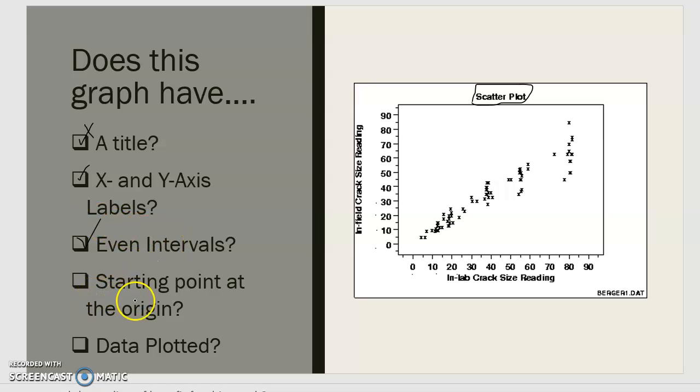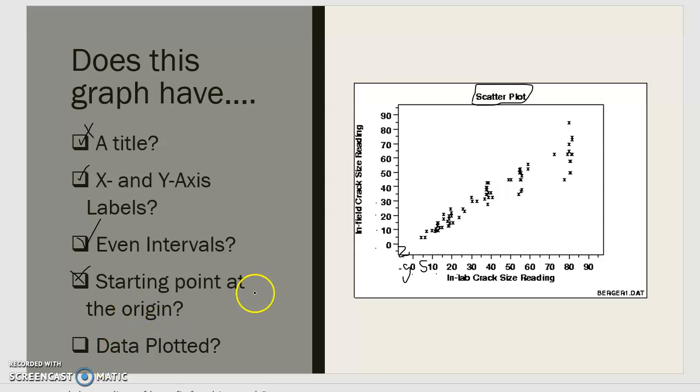Is our starting point at the origin? Okay, so on this graph, it's a little tricky to see, but in between each of these, 0 and 10, we would basically have a 5 here. And so on this, it would be -5 on the other side of 0. So our graph does not start at 0, and it doesn't have our broken axis. So we got to ding them for that one. It does not have a starting point at the origin. Remember, if you're not starting at the origin, you got to add that broken axis.